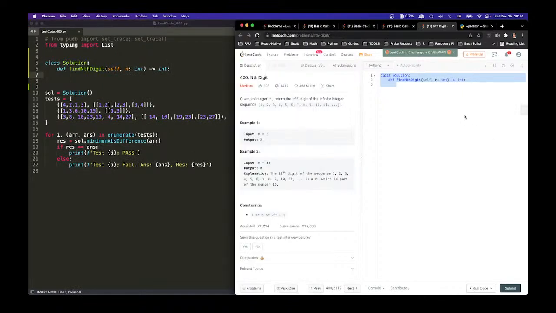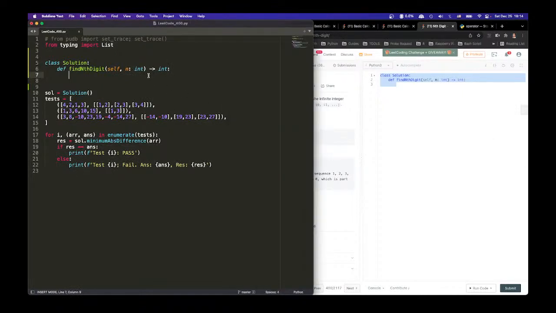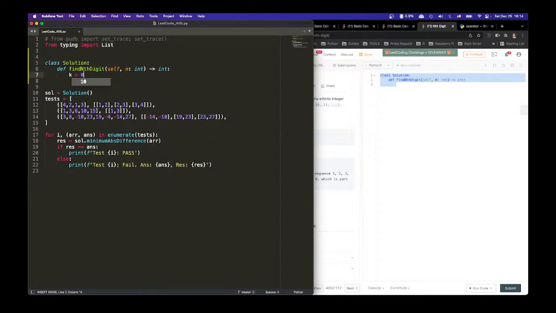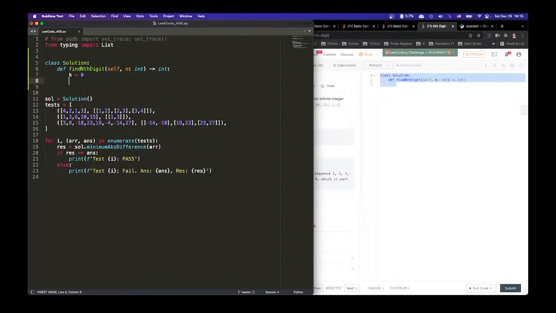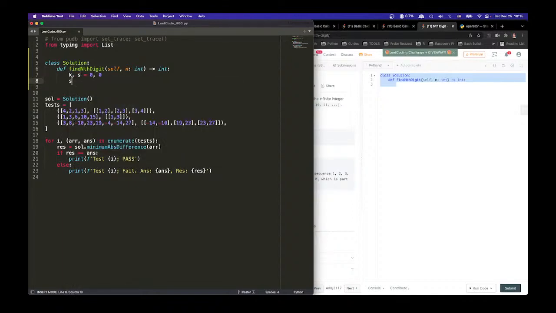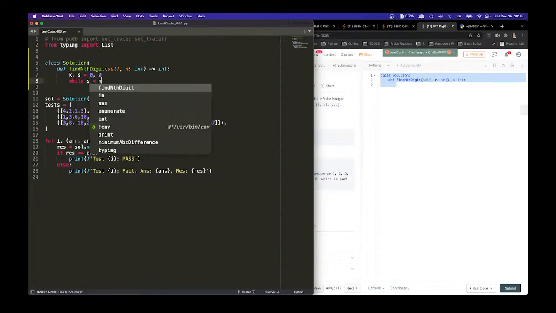Sin error. Alright, so the first one, we're gonna have a k, right? So k, we're gonna start with, we want to see how many digits, right? So k is gonna start with 0, right? So the 10 to the k power will tell us the starting point. And then we're going to say s is going to be 0, right? And say while s is smaller than n.